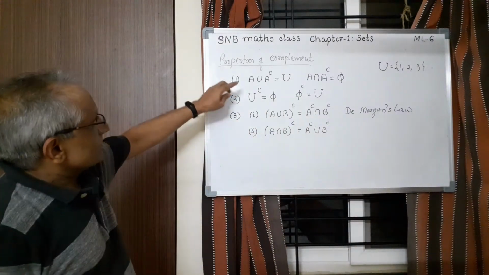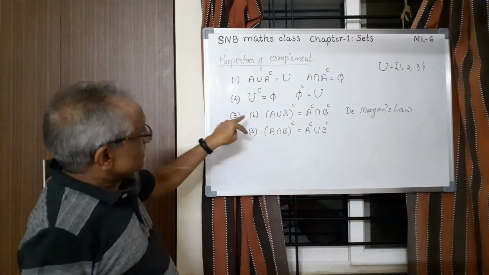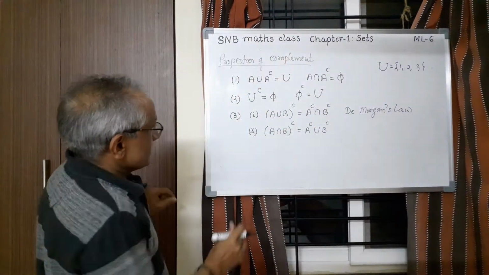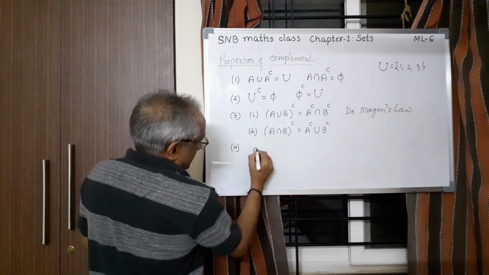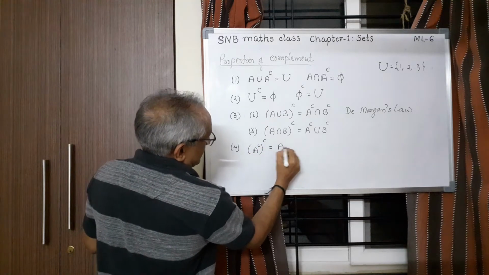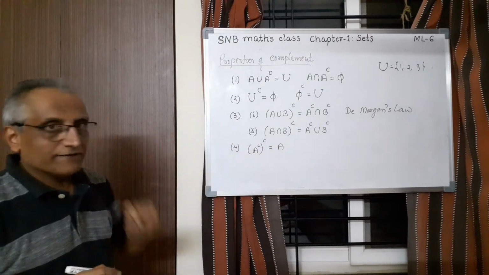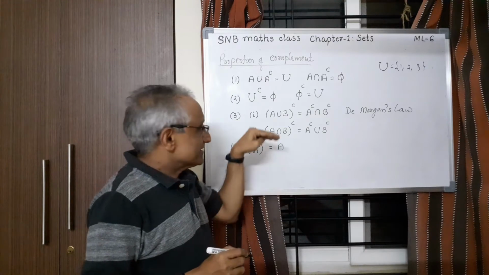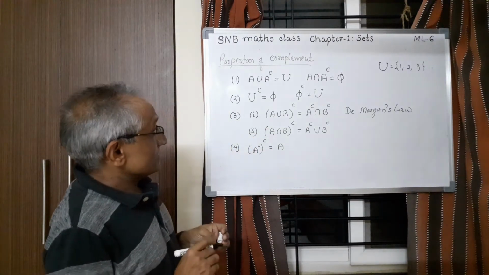So one is regarding the union and intersection. The second one is complement of U and complement of phi. So I have put them together. Then these two also together. And there is one more you can take. A complement, then its complement is A only. That means if you take a complement two times, you get the same A. See, this you can extend. A complement complement complement is A complement, like that. So these are the 5 laws.